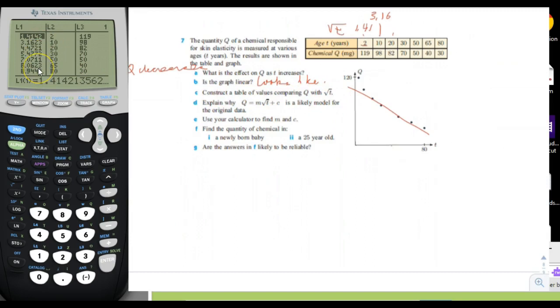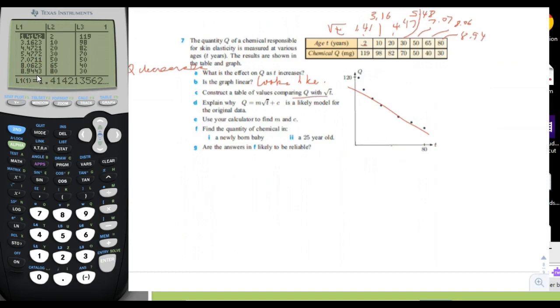I just did that. If I want to write each one, square root of 20 appears to be 4.47. Square root of 30 is 5.48. Square root of 50 is 7.07. Square root of 65 is 8.06. Square root of 80 is 8.94. Okay, made a table.